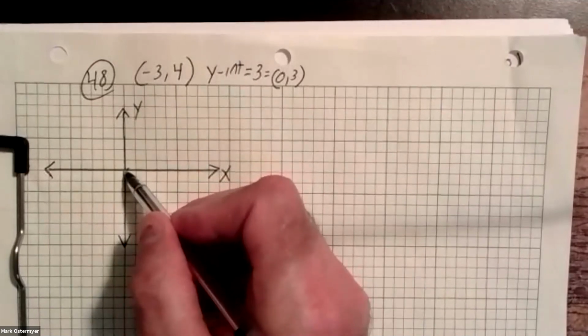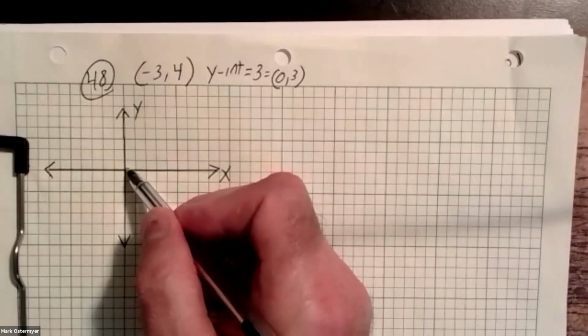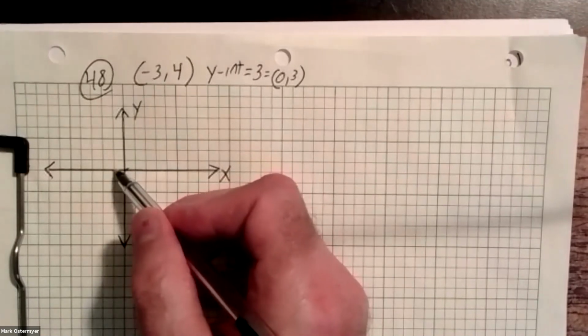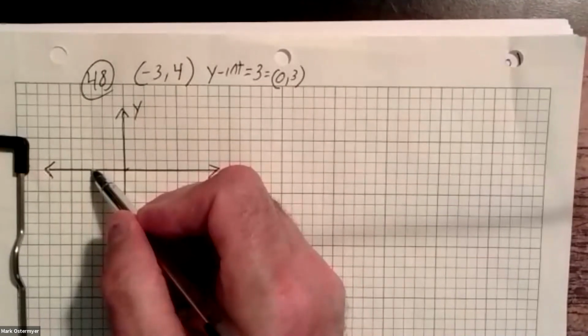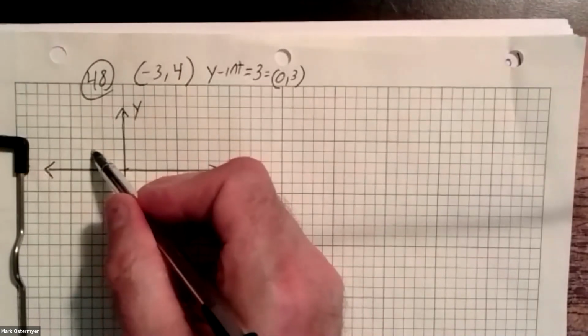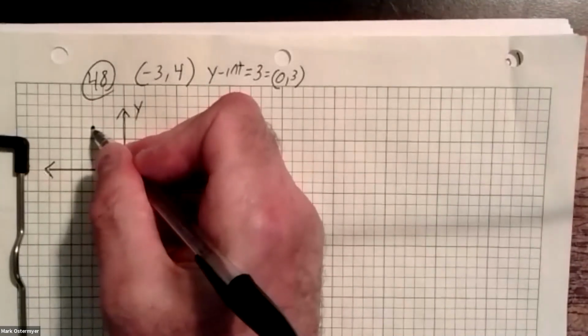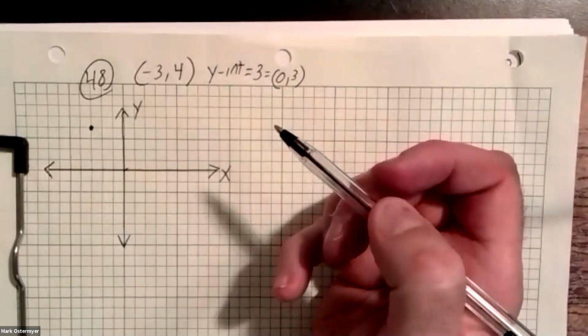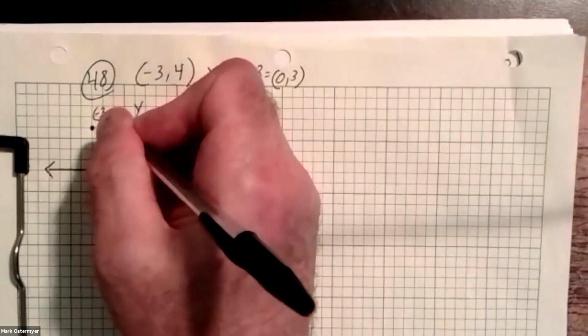Start at the origin, and how do I move? 3 to the left, and then up 4. 1, 2, 3, 4. There's the point -3, 4 in the second quadrant. Quadrant number 2. Okay, so that's our point, -3, 4.